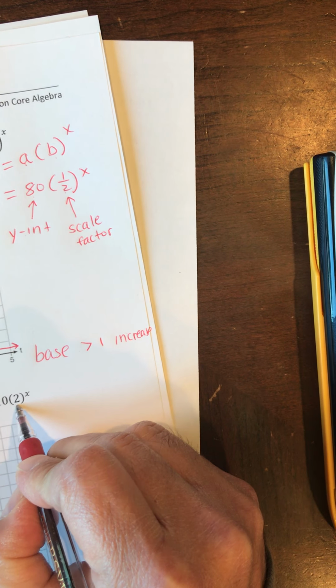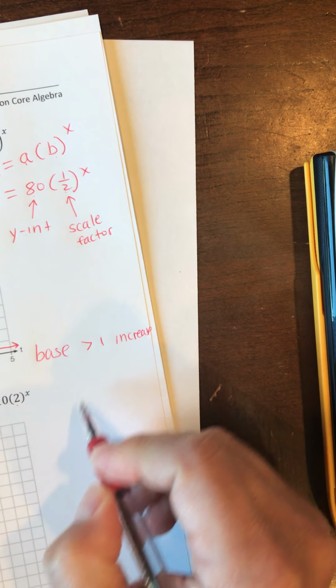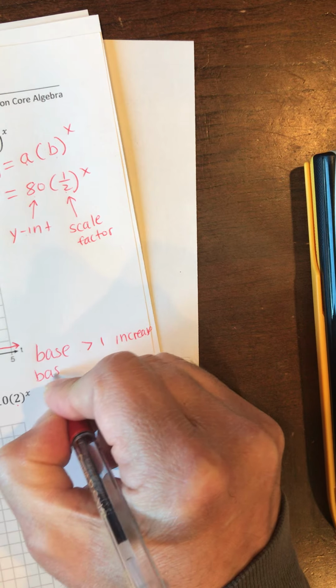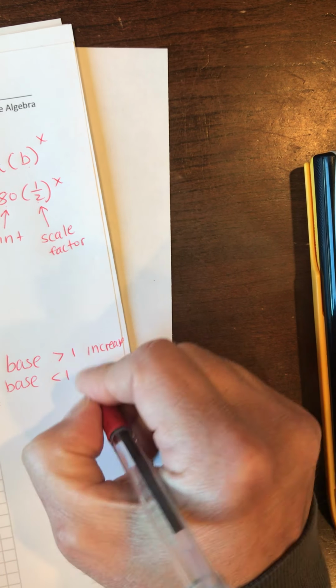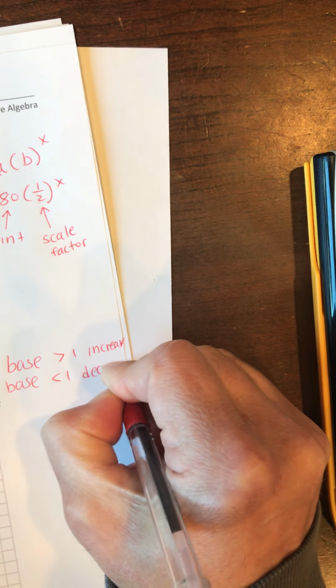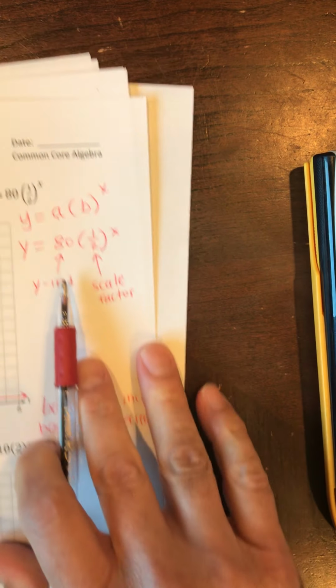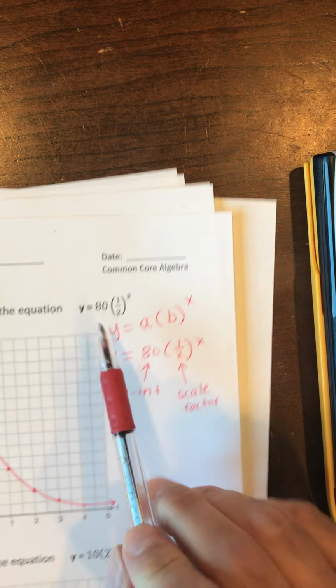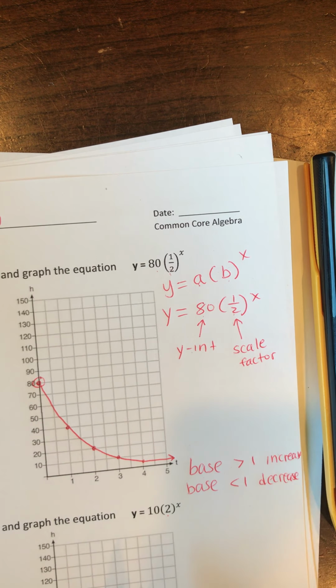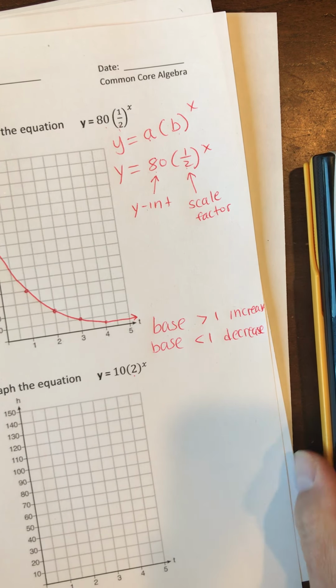So on this one, the base is 2. That's greater than 1. That's why this one increases. If your base is less than 1, it's going to decrease. That's why at number 1, our base was 1/2. It was less than 1, our function went down. On number 2, our function is going to go up.